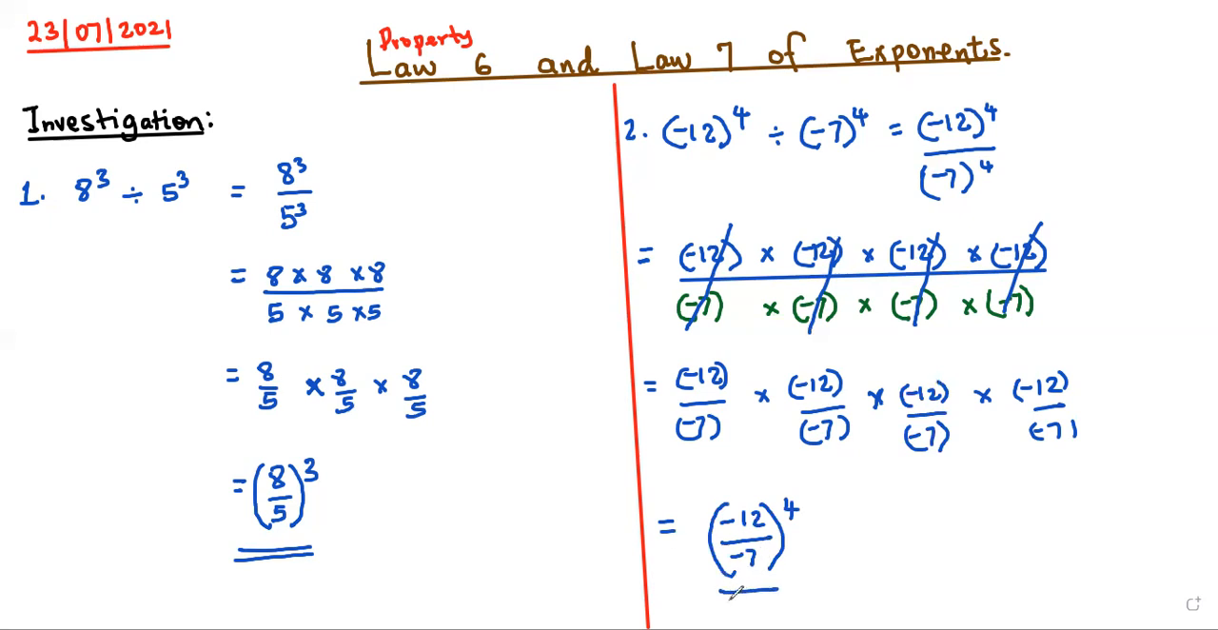Yes. Okay. So you see, here we had same power 3 and 3. We just wrote 8 out of 5, the whole of it to the power of 3 here. Here we had the same power, which is 4 and 4. You can see that we are writing negative 12 out of negative 7 and the power of 4. And now this is the last part that will show us what the law number 6 of exponents is all about. So let's have number 3.